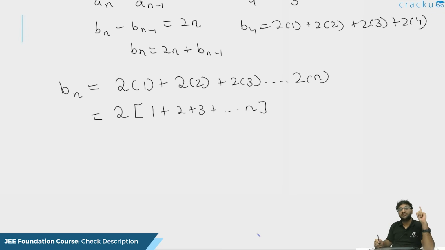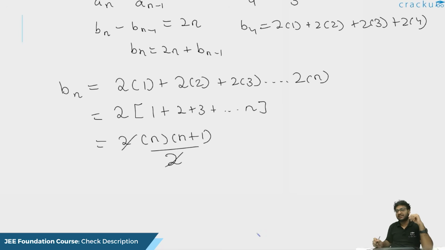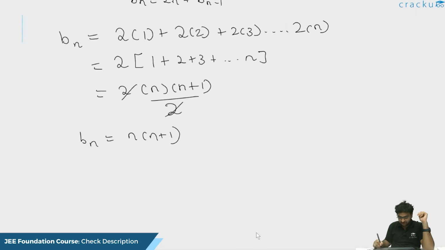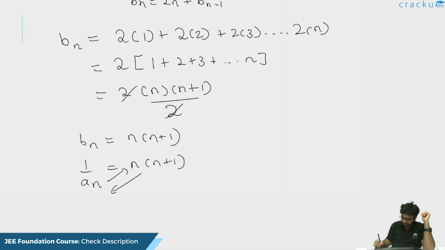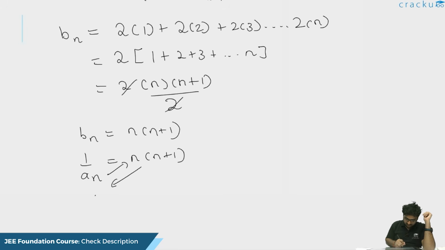Now we know the summation of first n terms. Summation of first n terms is what? n into n plus 1 by 2. So 2 into n into n plus 1 by 2. So 2 gets cancelled out, and we got bn is equal to n into n plus 1. Now we know what is bn? 1 by an. So if we replace bn by 1 by an, we get 1 by an is equal to n into n plus 1. If I take an here and n into n plus 1 in the denominator, what we get is basically an is equal to 1 upon n into n plus 1.